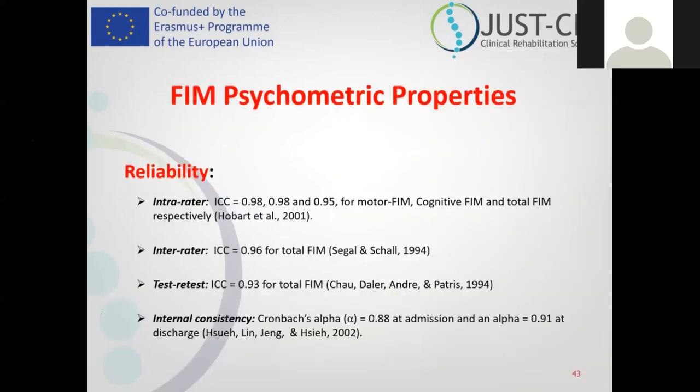The psychometric properties of FIM have been tested and validated through research. It has excellent scores. First of all, we're going to talk about reliability. The first type we said is rater reliability, which is divided into inter-rater reliability and intra-rater reliability. The intra-rater reliability was found to be 0.98, 0.98 and 0.95 for the motor subscale, the cognitive subscale, and the total FIM score, which is excellent. That's the intra-class correlation coefficient. As we indicated, a reliability coefficient of 0.9 or more is considered excellent.